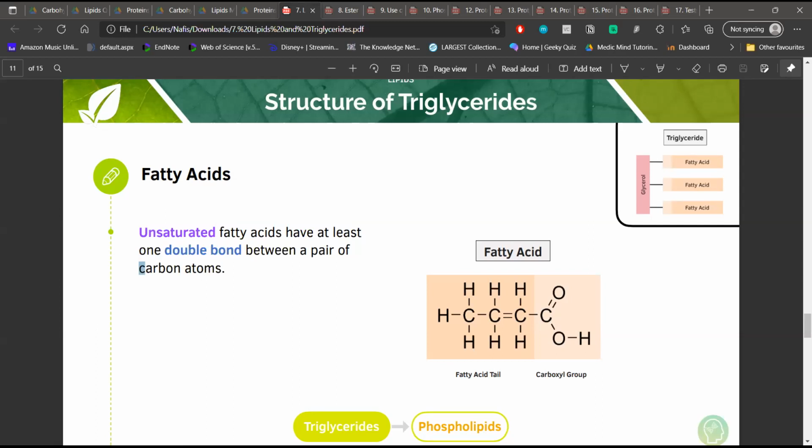Now, we're going back to bonus point questions. Why are unsaturated fatty acids considered unhealthy then? Does anyone know? Why do doctors recommend not eating unsaturated fatty acids? LDL, no, it can lead to coronary heart disease.